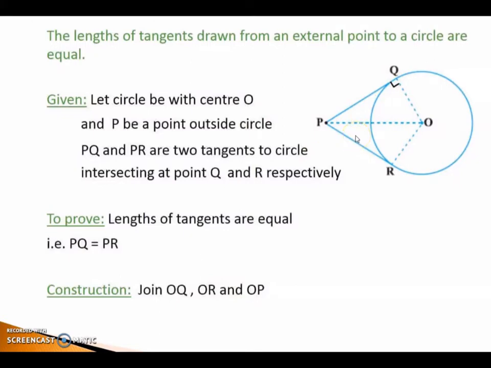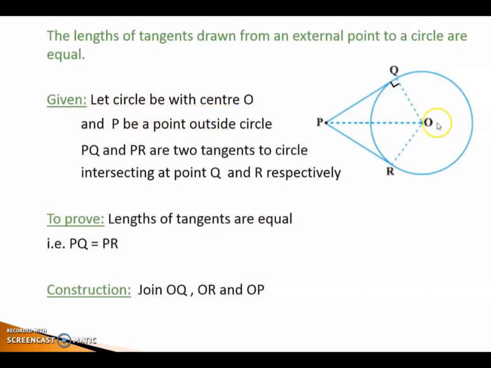Length of the tangent is from the external point to the point of contact. I can extend this line till wherever I want, but the actual length of the tangent will be till the point of contact. So PQ and PR will be equal. This is what the theorem is.